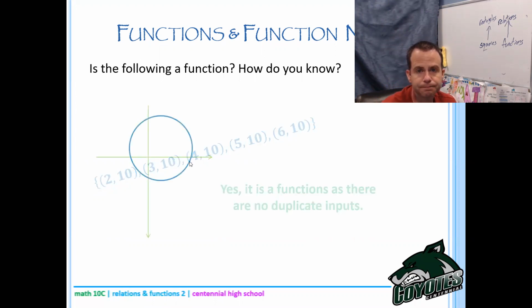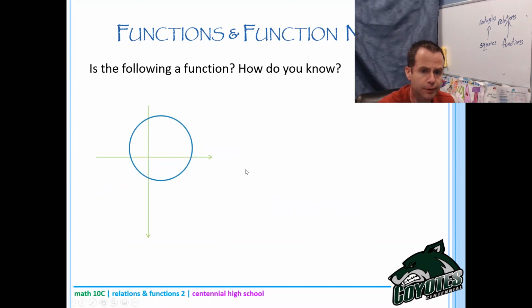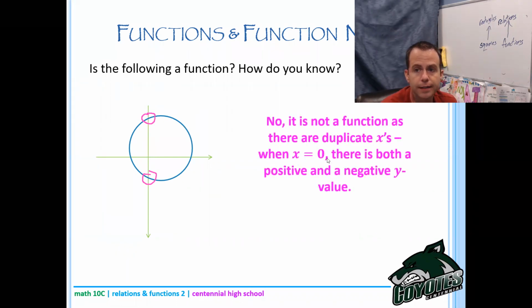Okay. Now, visually, this one might get tricky for a second, but let's just pick a point. Let's pick a value for x, okay? I'm going to look at when x is 0. Well, when x is 0, I have a y value right there. But when x is 0, I have a y value right there as well. You see that? So right away, the same x is mapping to 2 different y's. So this is not a function because x is duplicated. Okay, so I say this is not a function as there are duplicate x's. When x is 0, there is both a positive and a negative y value.